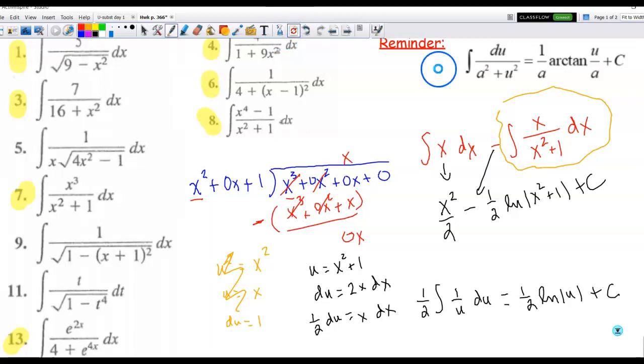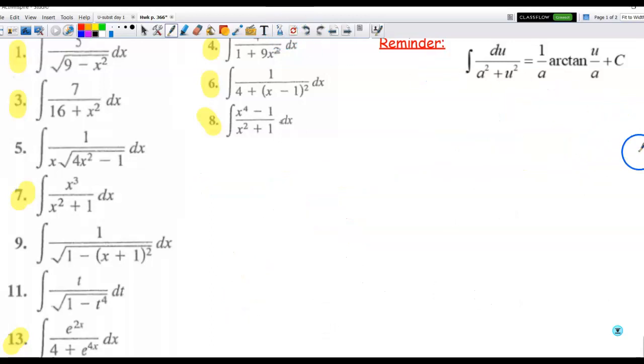Let's reset this page so we have a clean slate to work from. In number 8, I see x squared plus 1 in the denominator. That makes me think about arctangent, but in the numerator I have a greater power.